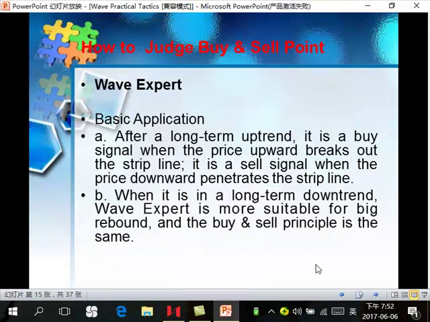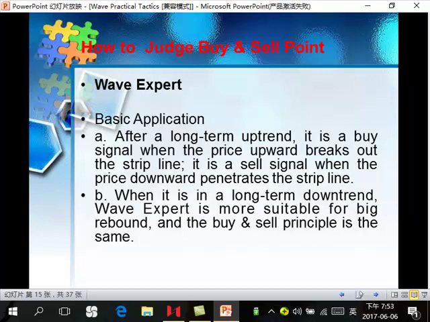Okay, let's continue our class. Now I will teach you how to judge the buy and sell point. Firstly, let's learn one method, which is called Wave Expert. The basic application, the first one: after a long-term uptrend, it is a buy point when the price breaks upward through the strip line. It is a sell signal when the price penetrates the strip line downward.